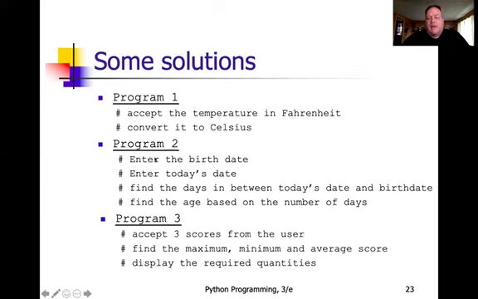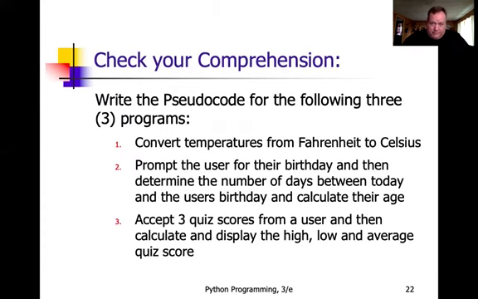Now remember, we're not writing any Python here. We're just looking at how to organize our programs. And the third one, accept 3 scores from the user. Prompt, determine the highest, the lowest, and the average. The average is those 3 scores added together divided by 3. But even if you didn't know what that algorithm was, you could look it up, right? And then display the required output, whatever your calculated values are. So these are some solutions to these 3 challenges. All right, that's it for this video.